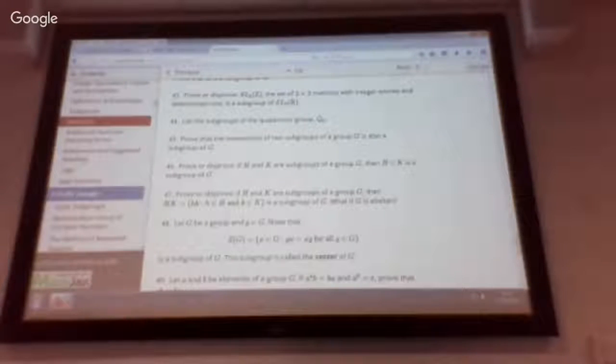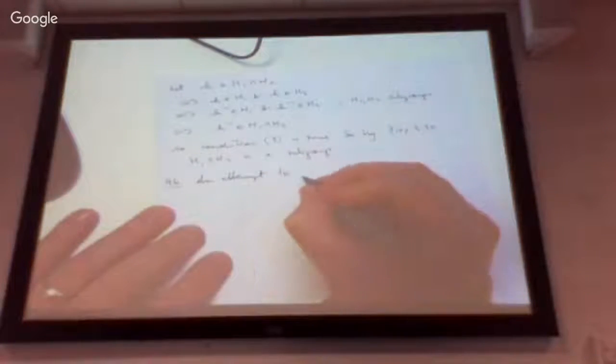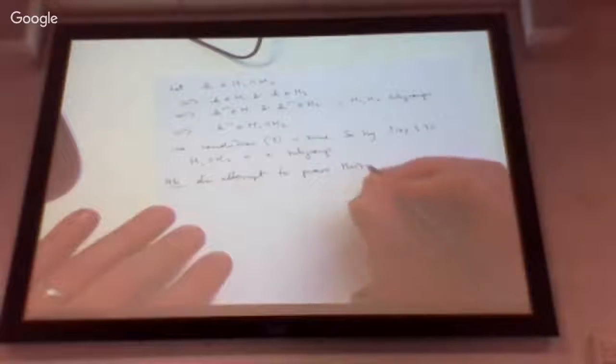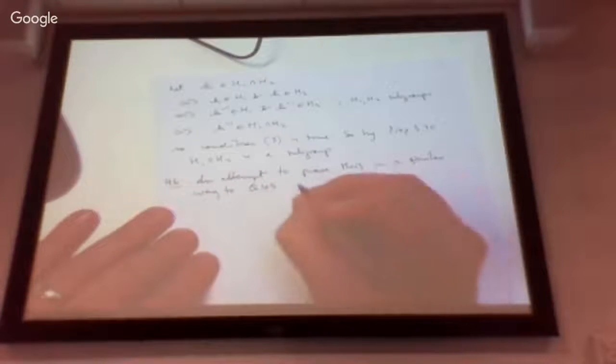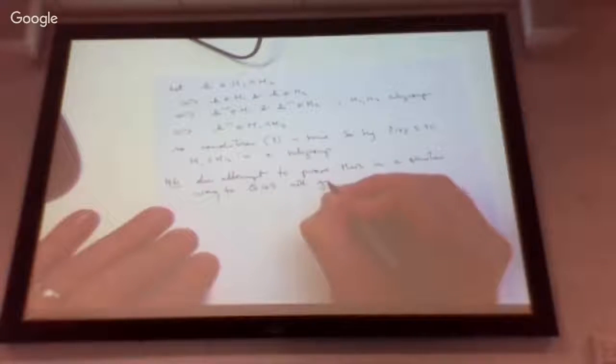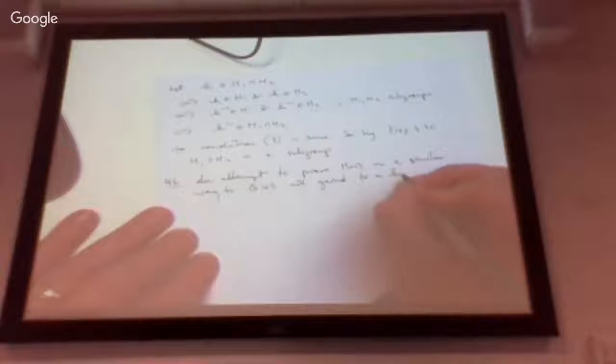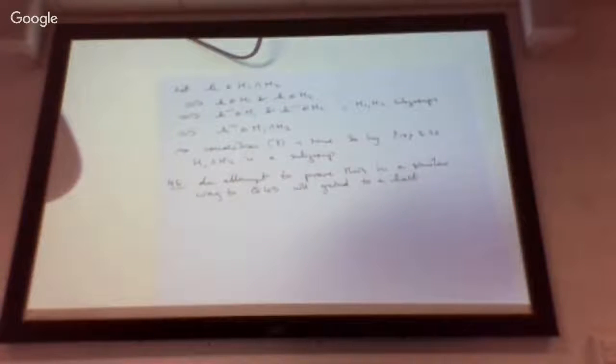Well, first thing you can do is try and prove it. Okay. So for 46, an attempt along similar lines, an attempt to prove this in a similar way to 45, the previous question, will grind to a halt. Everything falls out easily when you're talking about the intersection. When you talk about the union, you're unsure. Certainly the identity is going to be in the union. The identity is in both the sets, so it's going to be in the union.